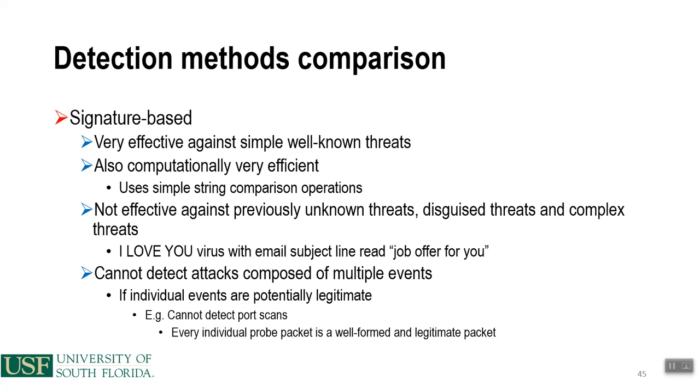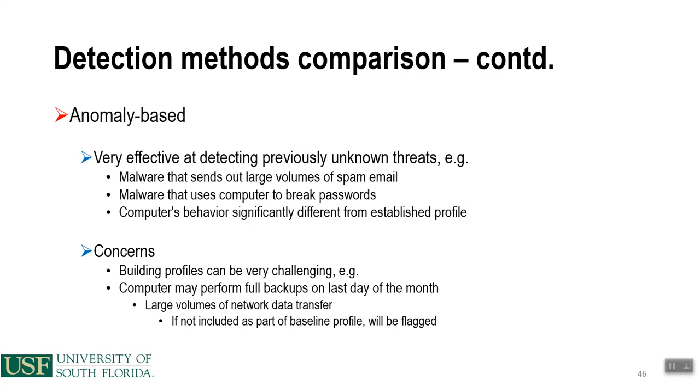It also can't detect threats composed of multiple events. So if individual events are potentially legitimate, it can't detect each of those individual events. For example, in port scans, each individual probe packet is a well-formed and legitimate packet. So everything looks legit, but the way that they're being done is very sequential, and signature-based methods can't pick that up.